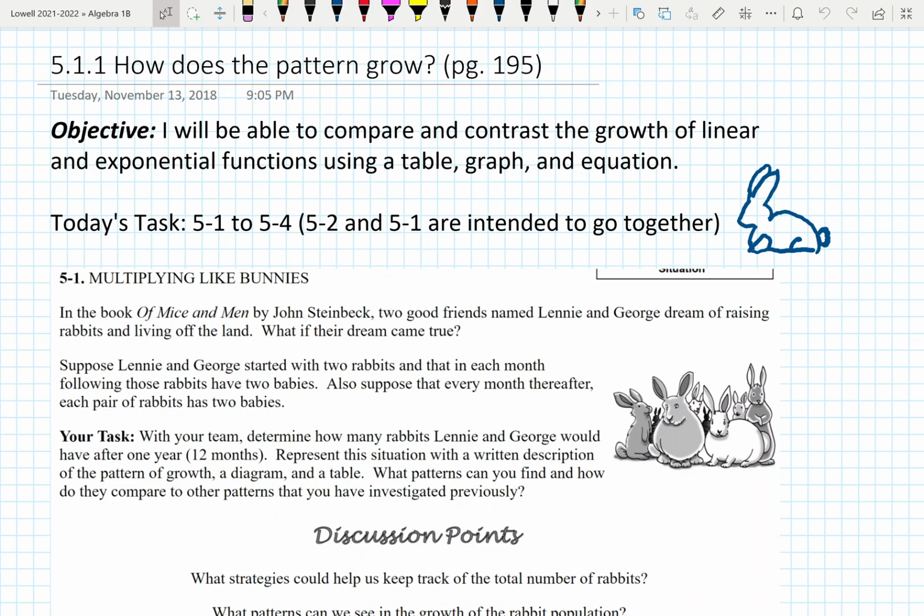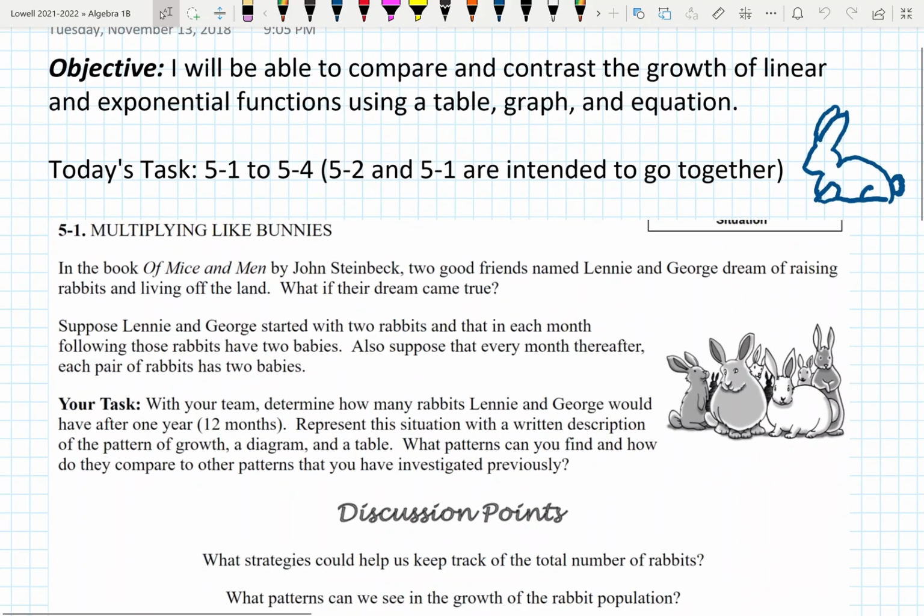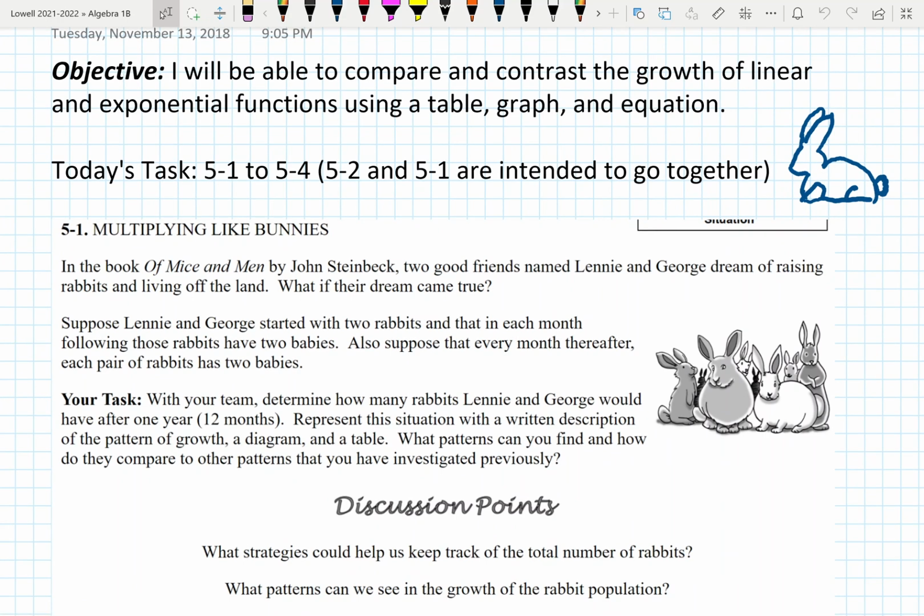Alrighty, so here's the setup for our problem. We are looking at this bunny situation, and you can pause the video and read through it if you would like, but I'm just going to summarize it. So we have two friends that are going to start a bunny farm, or a bunny sanctuary, I guess you could say. And in their situation, I'm going to highlight our important information here.